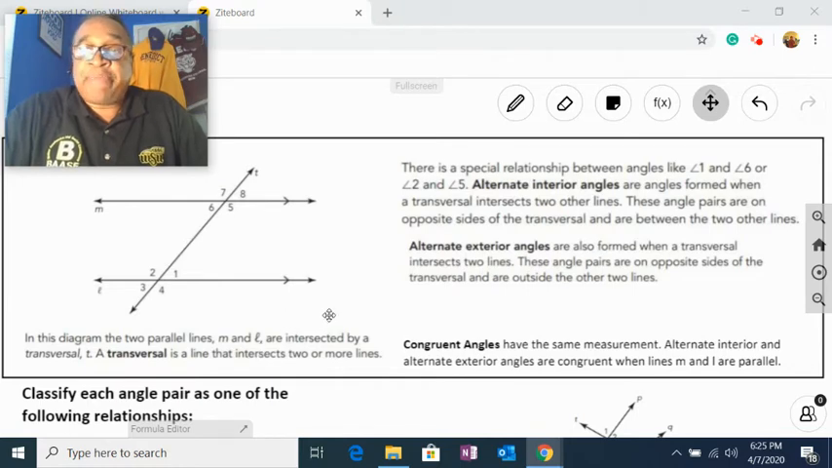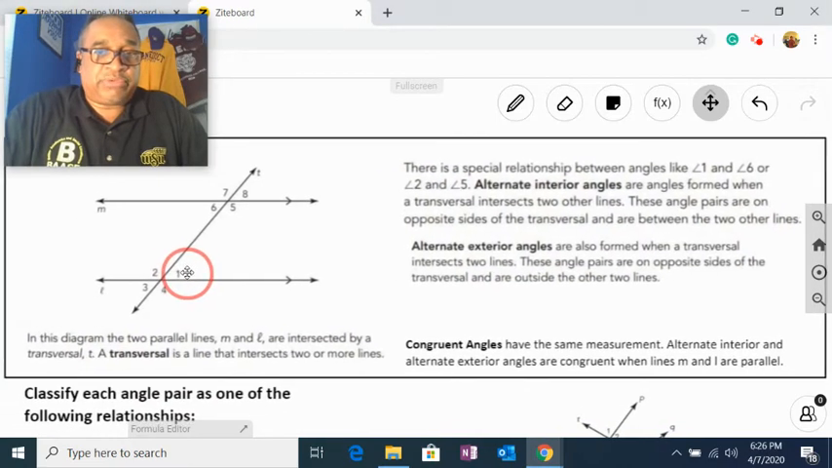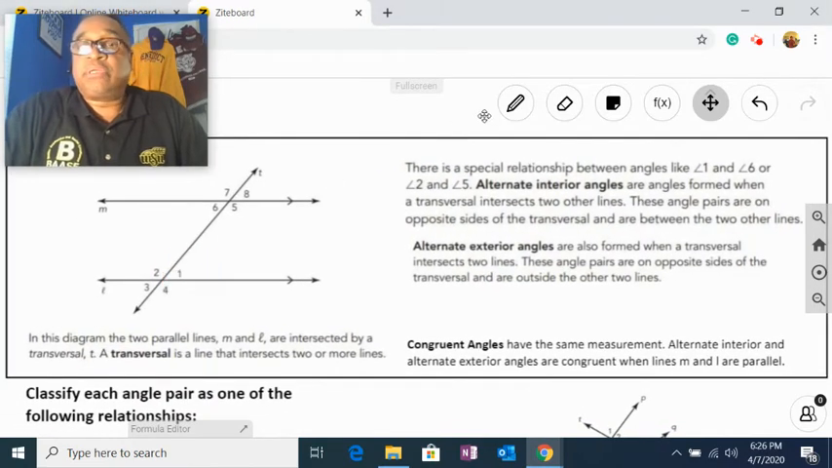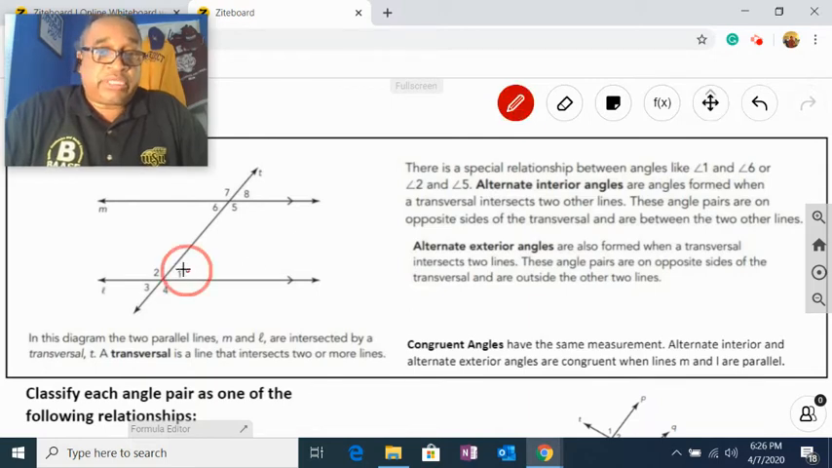A transversal is just a line that intersects two or more lines. What happens is it forms some special types of relationships between angles once you have these parallel lines and a transversal. Here we're talking about alternate interior angles. It says angles 1 and 6. This is angle 1, and this is angle 6.